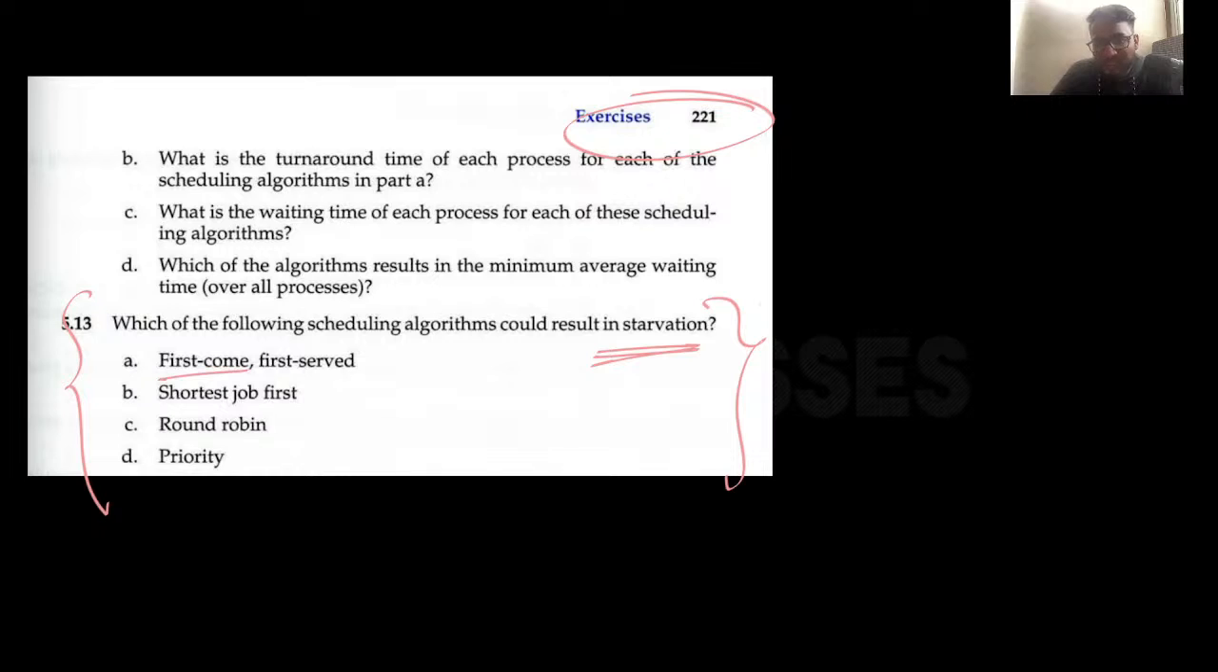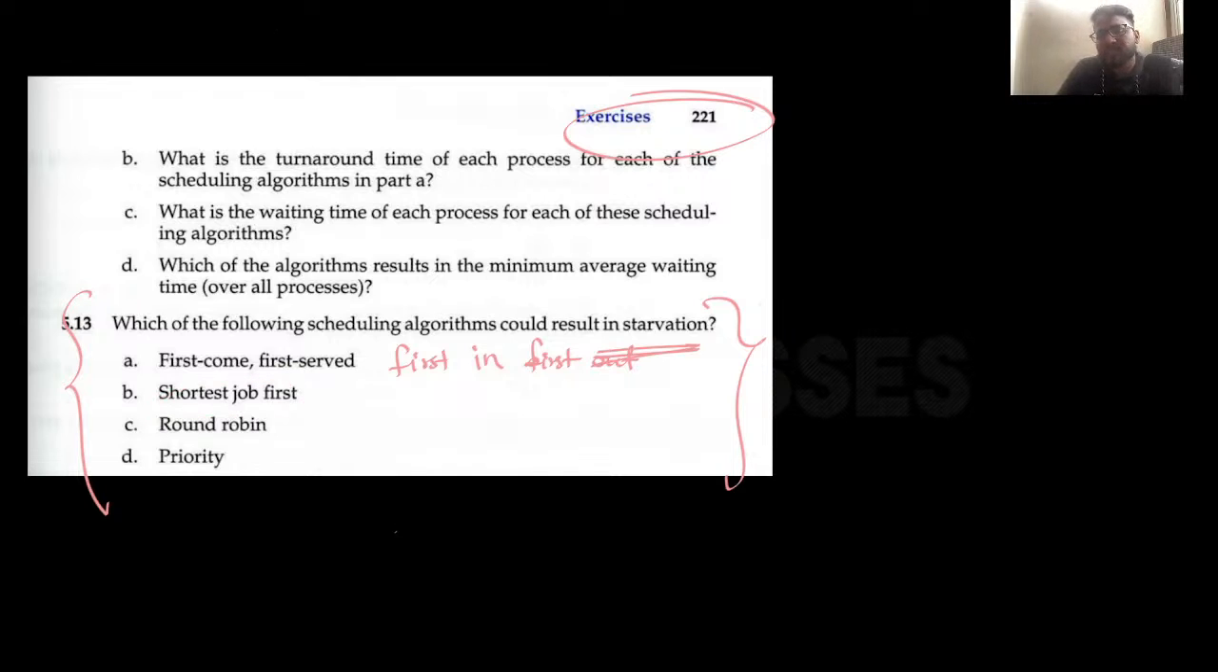They have asked first come first serve, or maybe the option was first in first out, which is the same, right? First in first out. This was the option there. Now they have asked which of the following can result in starvation. See, it is very clear that shortest job first can definitely result in starvation.